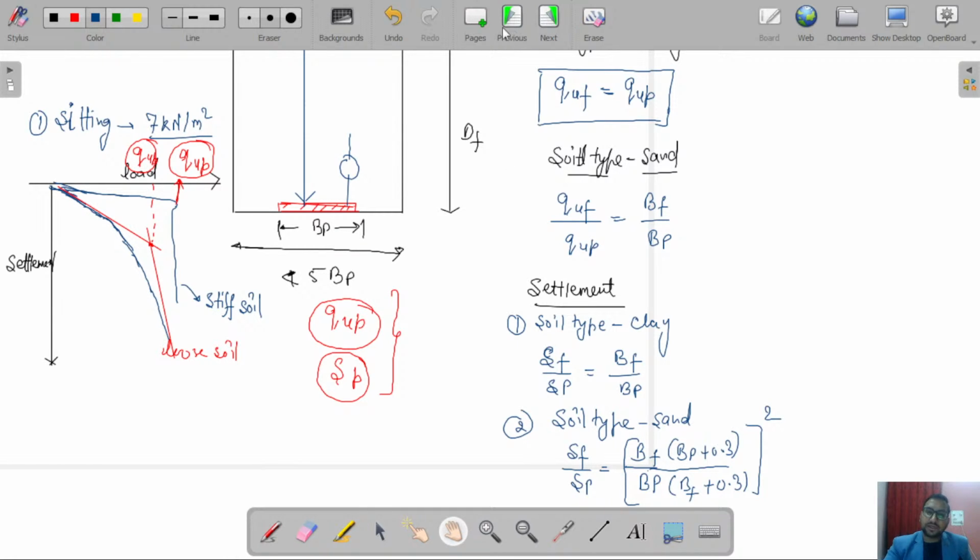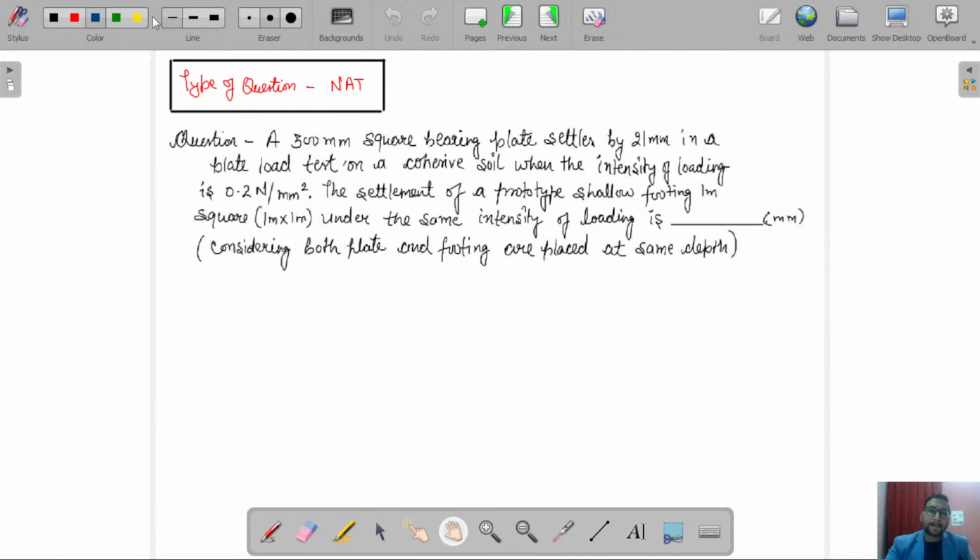So now just back to our question. 300 mm. What is this 300 mm? This is our width of plate. So width of plate is given as 300 mm. Square bearing plate settles by 21 mm. It means the settlement of plate is given to us as 21 mm. Intensity of loading is the same, so that will have no effect. The settlement of prototype, it means we need settlement of foundation.